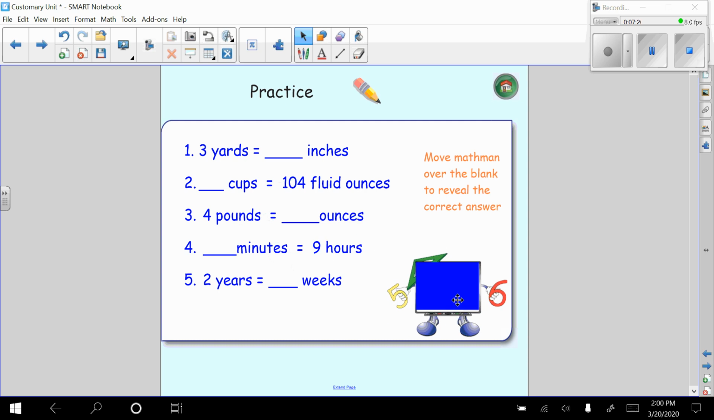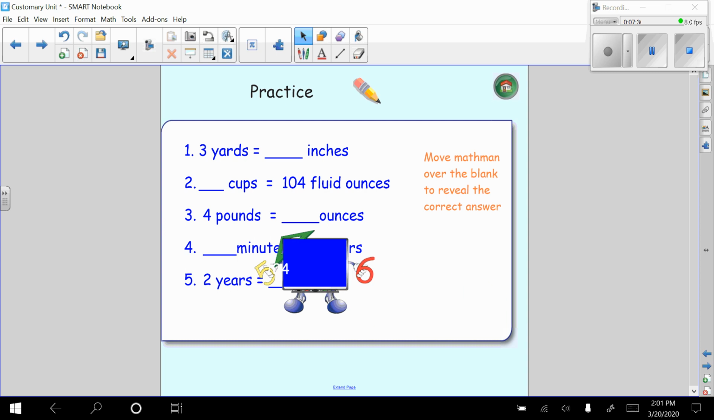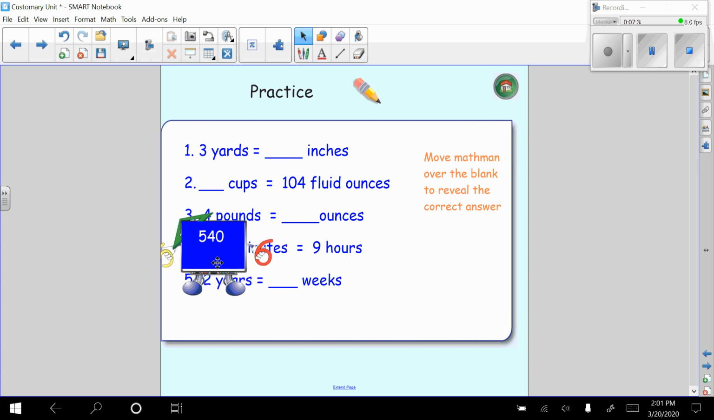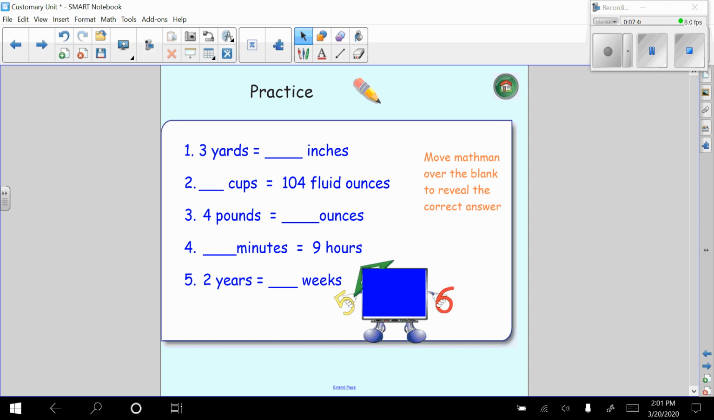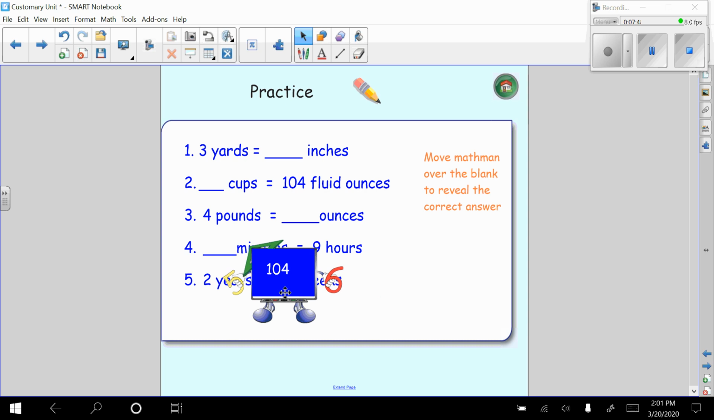Minutes to hours. Well, there's 60 minutes in 1 hour. So that's multiplication. That's the smaller unit to the larger unit. So let's go times 60 to find out that it's 540. And now 2 years to weeks. Well, if you didn't know, there's 52 weeks in 1 year. So in 2 years, there should be 104 weeks.